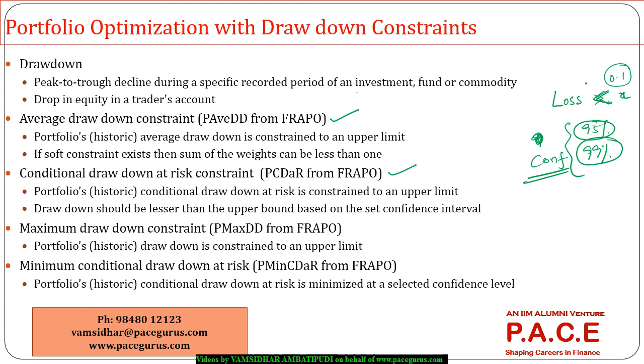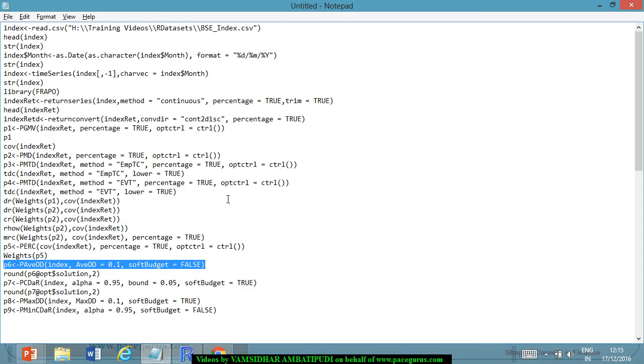So instead of directly saying that in all the cases the loss should be less than 10%, I am giving some kind of cases where in at least 95% or 99% of the cases the loss should be less than 10%. So this is where I am using the conditional drawdown. So the drawdown should be lesser than the upper bound based on whatever is the confidence interval that I am setting.